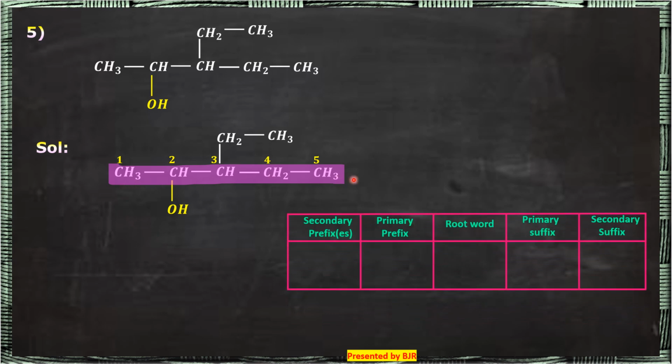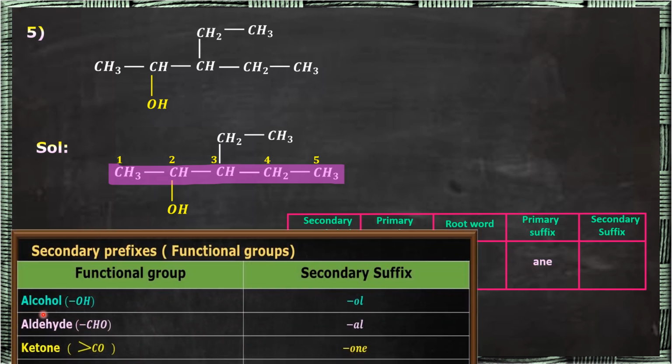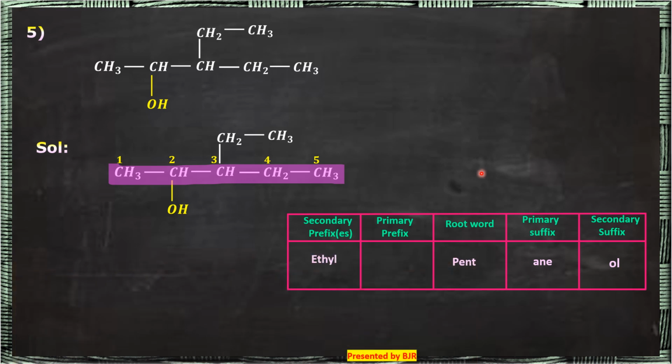The parent chain contains 5 carbon atoms, so the root word is pent, primary suffix is ane, secondary suffix you can see here. For the alcohol functional group, the secondary suffix is ol, and the secondary prefix is ethyl, C2H5, ethyl. So the name of this organic compound is 3-ethyl pentan-2-ol. 3-ethyl pentan-2-ol. Okay.